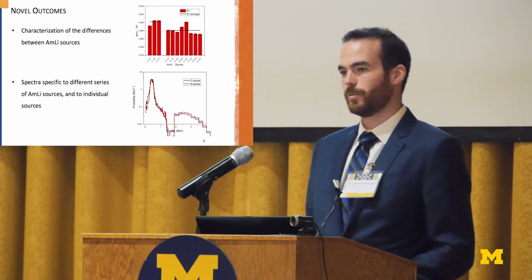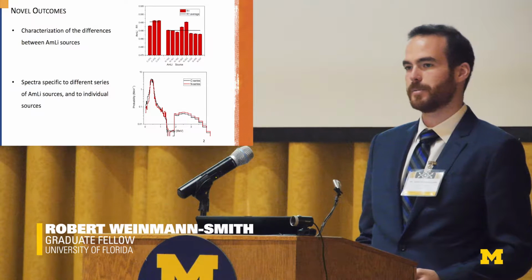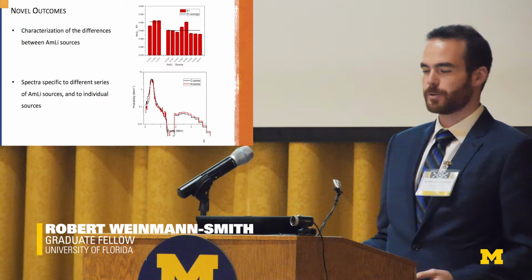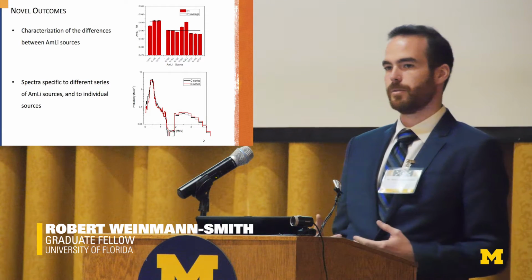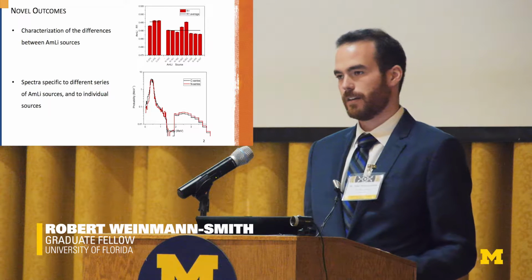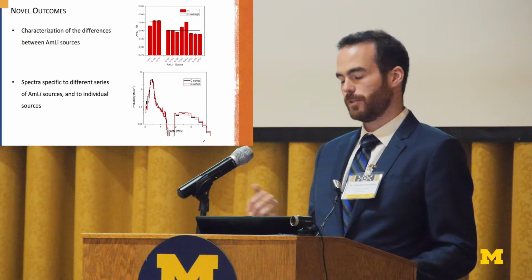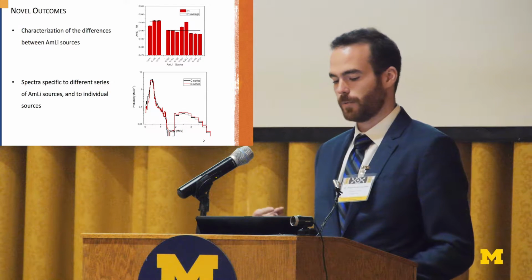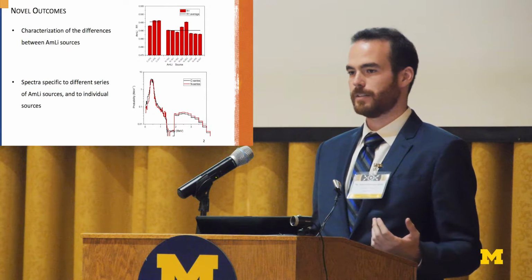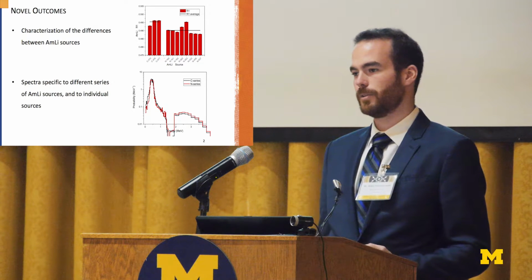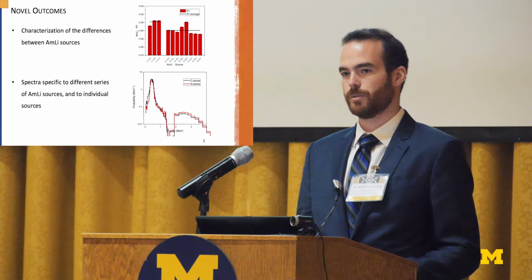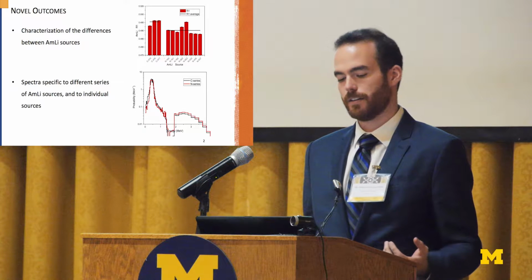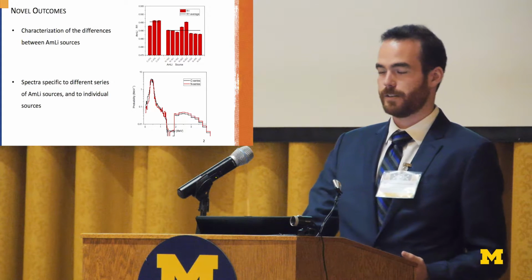And then the second outcome was that we were able to make spectra that were specific to first individual sources and then also specific to a series of sources at the same time, so that if you have a Gammatron C-series source in your lab, you can use the spectra that we've generated that's specific to Gammatron C-series measurements, and you'll know that it's more accurate and more specific to your source than a generic AMLI spectra.